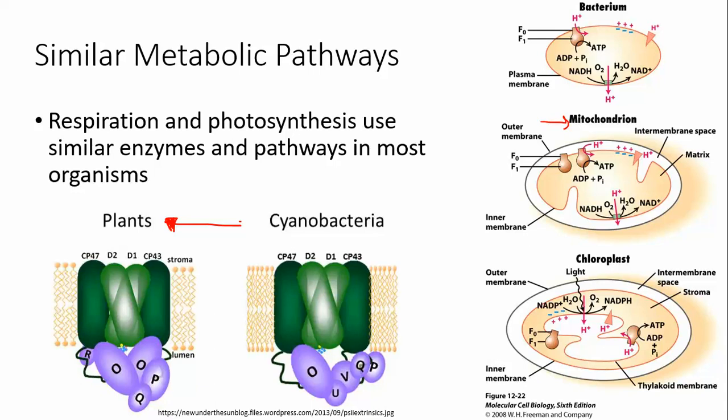But we still use very similar mechanisms to get energy. Things like NADP or FAD or NAD, all of those kind of electron carriers and hydrogen pumps and ATP synthase are all common mechanisms. And then what you see here on the left, those are some of the molecules involved in photosynthesis that are found in the thylakoid membranes, either in cyanobacteria or in plants, and they're very structurally similar.